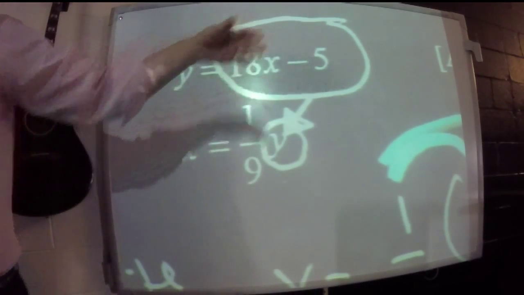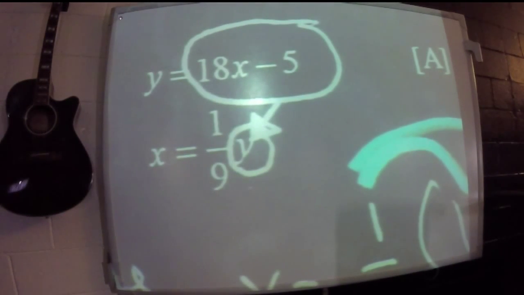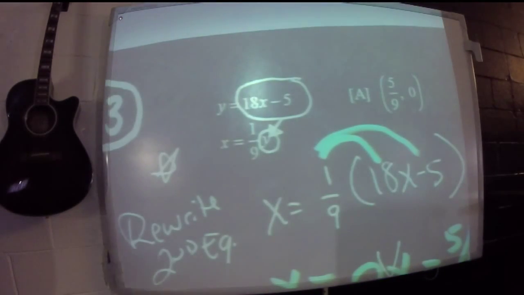Put it into the top one though, and you get 18 times 5/9. I'll go ahead and do it. 18 times 5/9 minus 5. So if you put it in, 18 times 5/9 minus 5, you get positive 5. So y is positive 5.